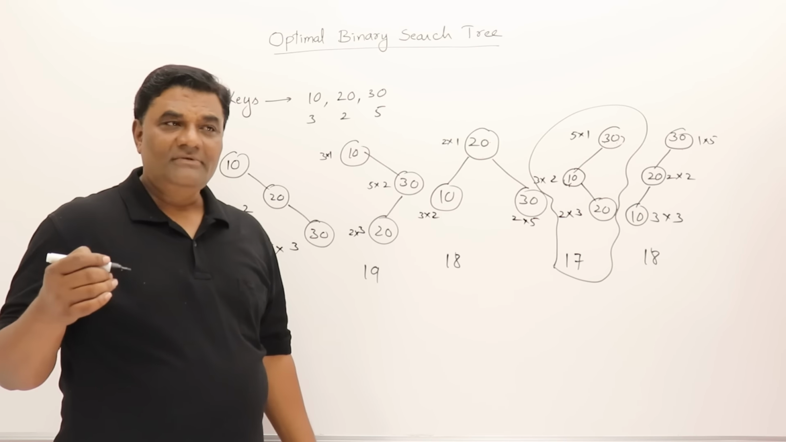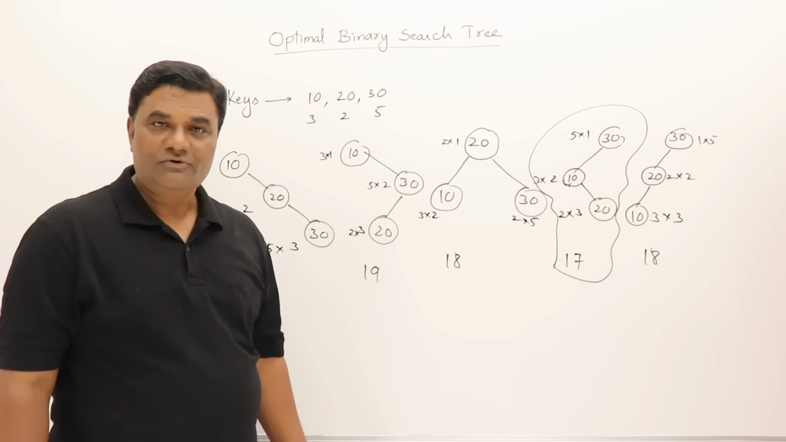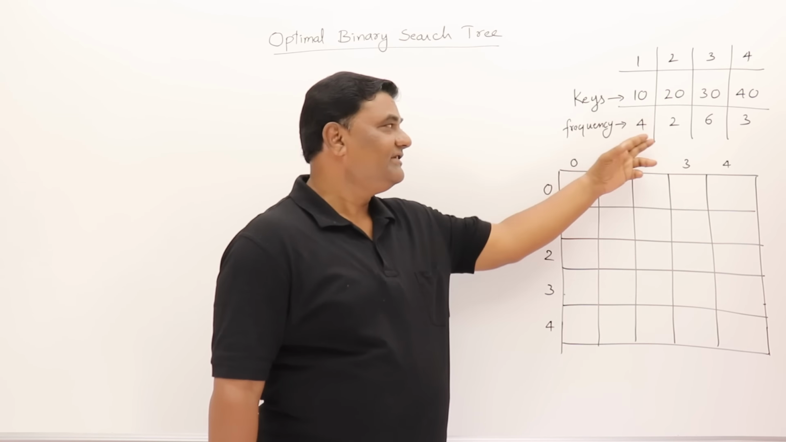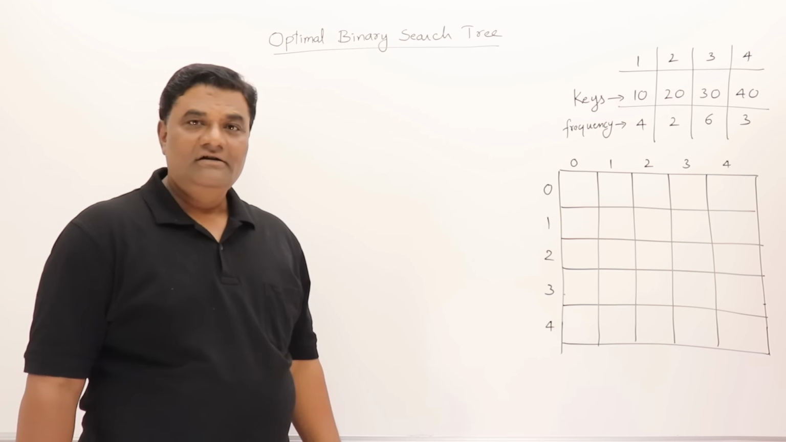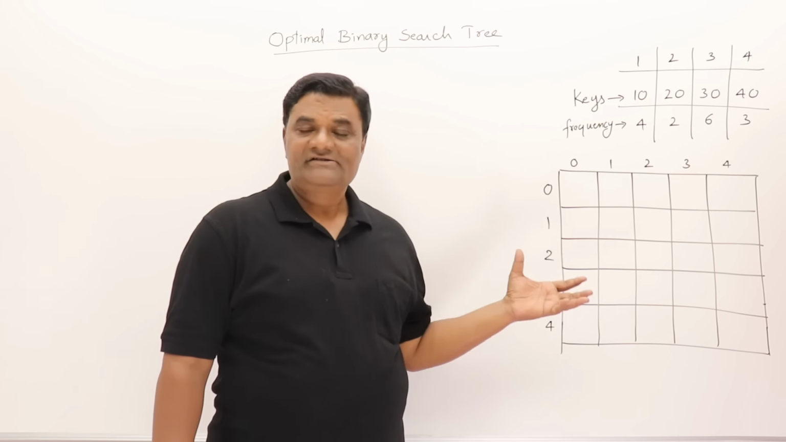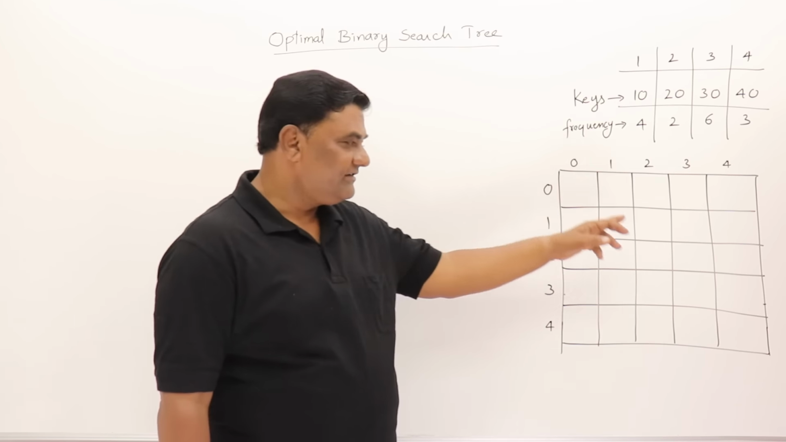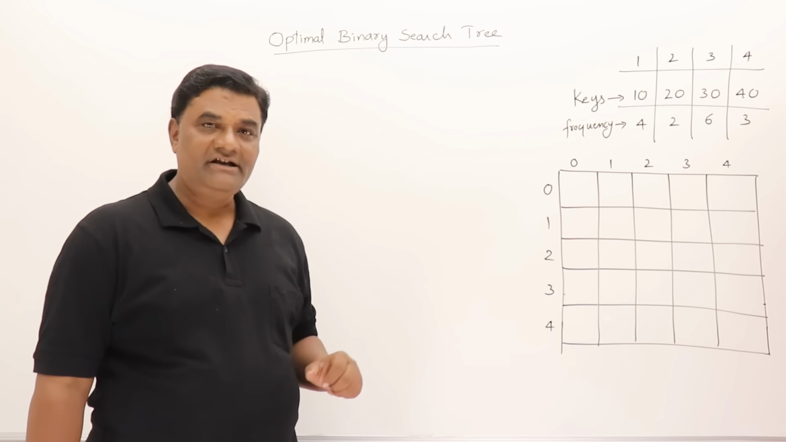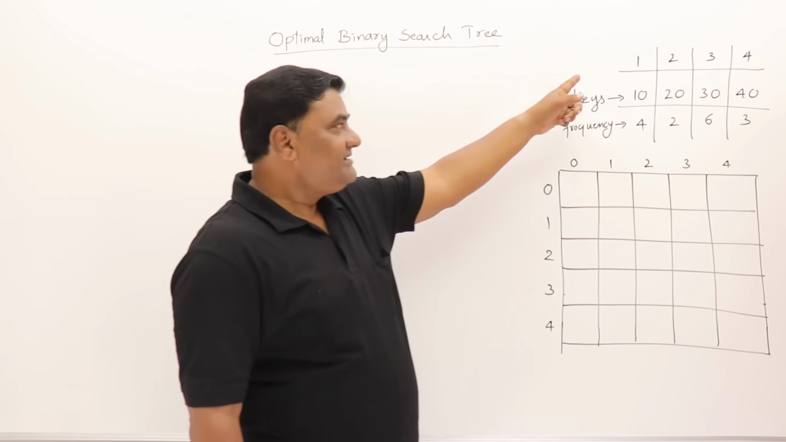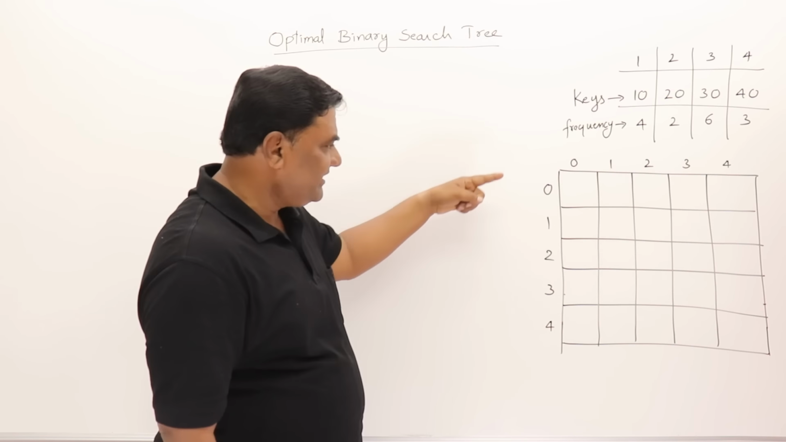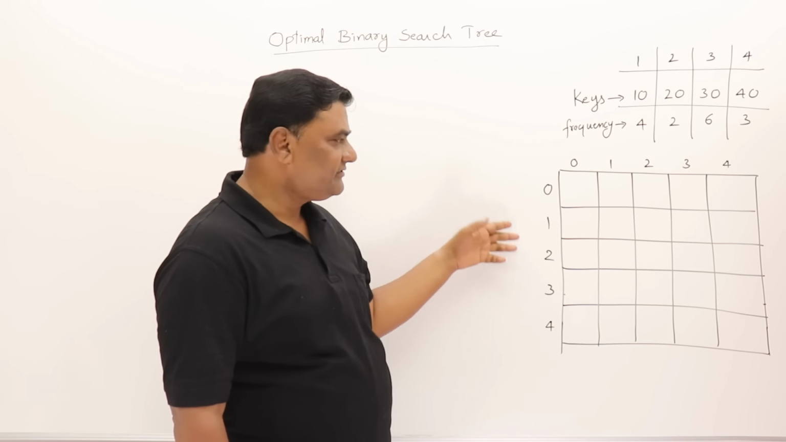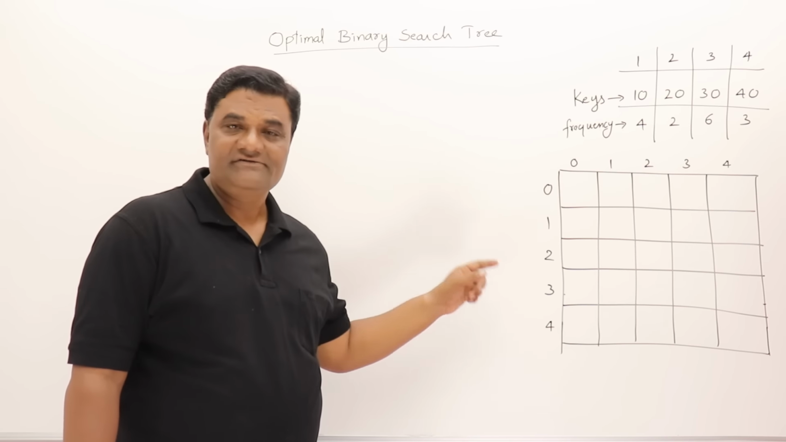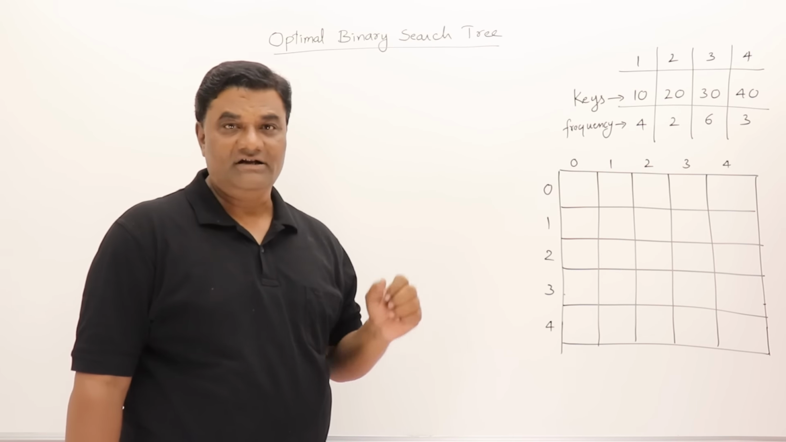Now I will take a problem and I will solve it using the dynamic programming approach. Here I have keys 10, 20, 30, 40 and their frequencies are given here. For finding out the optimal binary search tree for this set of keys, I have created a table here. I will be filling the values in this table and then that will help me to generate a tree. Here the keys are 1 to 4. Now the table, you can see that it is starting from 0 onwards, right? But the keys are starting from 1 onwards. This is from 0 onwards so that it is suitable for the formula.